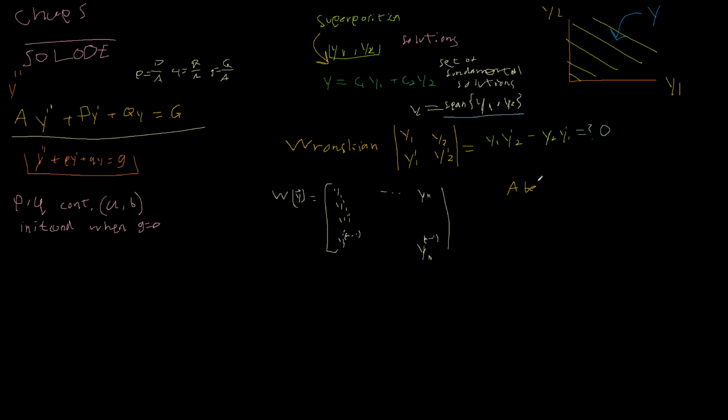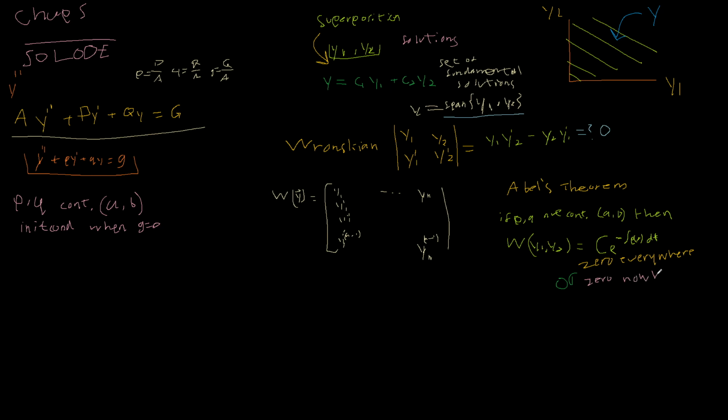Now there's a nice theorem called Abel's theorem that can help us here. Abel's theorem essentially says that if p and q are continuous over an interval (a, b), then the Wronskian of y1, y2 is equal to some constant times e to the negative integral of p(t) dt, which is either 0 everywhere, or, I'm going to put this in big in green, 0 nowhere.